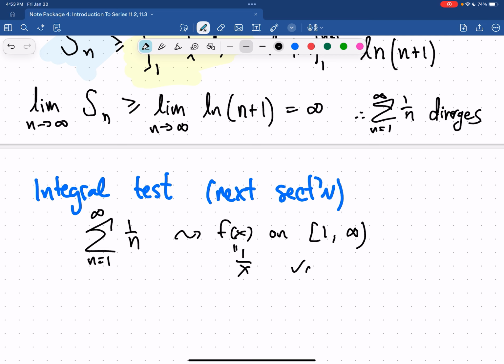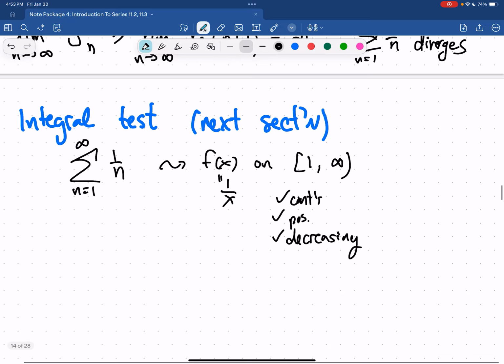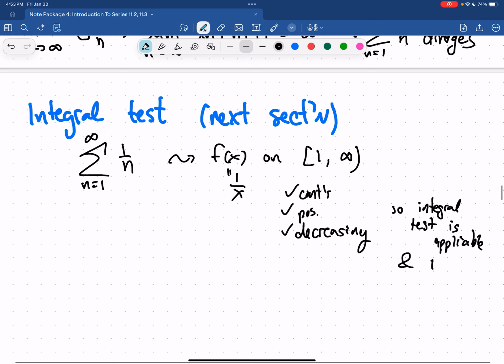This is continuous, positive, and decreasing. So that's good, that's fine. We love it. Okay, so then that means the integral test is applicable here. And then we can say the sum converges or diverges if and only if the integral does too.